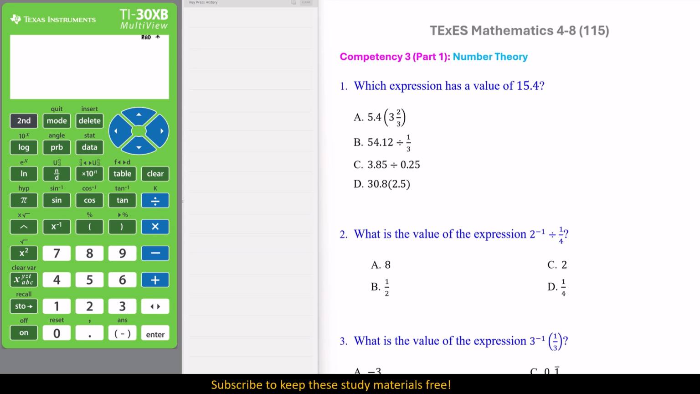Number 1, which expression has a value of 15.4? Well, in this case, we can just simply use our calculator. The first thing I would recommend is to put in 15.4 as is, and then take a look at what you might come up with, okay?